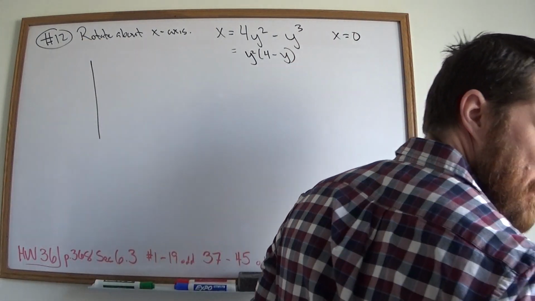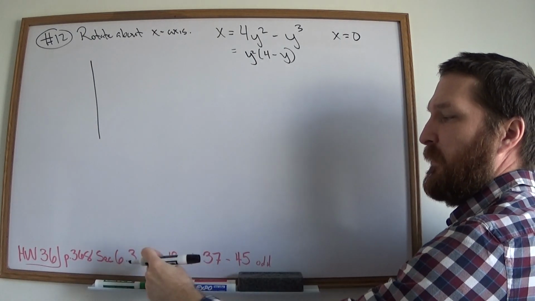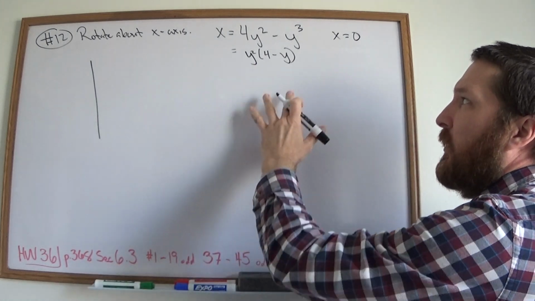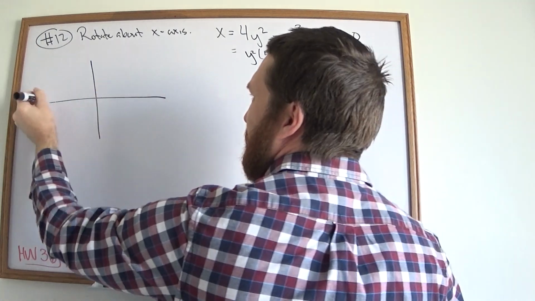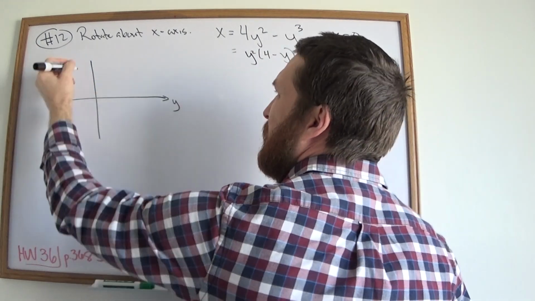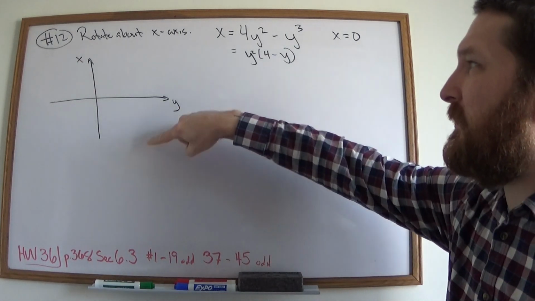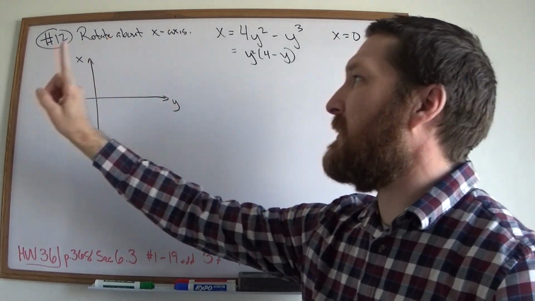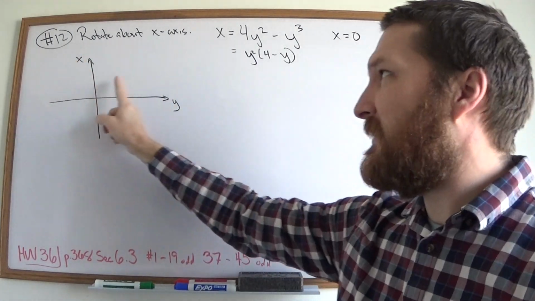I've lost my place, but there's some group between 1 and 19 that has all of them like this. Y's are your inputs. Okay, well just make y the input variable. Super easy. Like, don't make this harder on yourself than it needs to be. And we're rotating about the x-axis. So this lends itself to a cylindrical shell very easily.